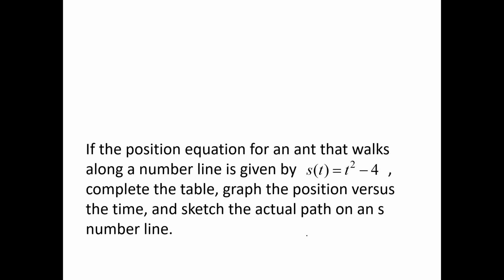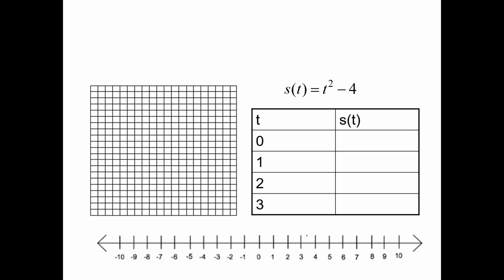Getting a little bit more interesting, if the position equation for an ant that walks along a number line is given by S of t equals t squared minus 4, complete the table, graph the position versus the time, and sketch the actual path on an S number line. So S of t is t squared minus 4. When we plug in 0, we get negative 4. That tells us my ant starts 4 units to the left of 0.